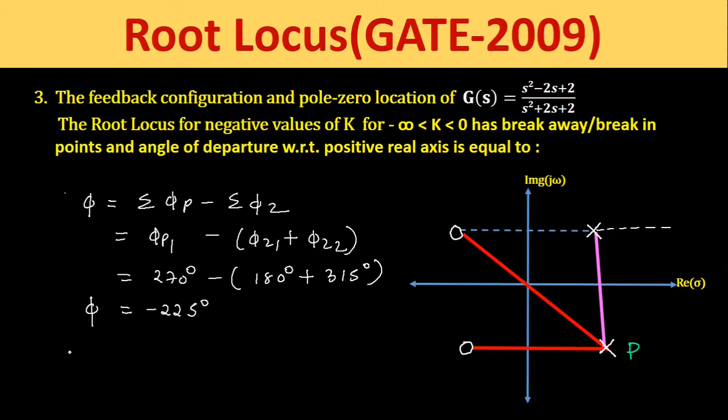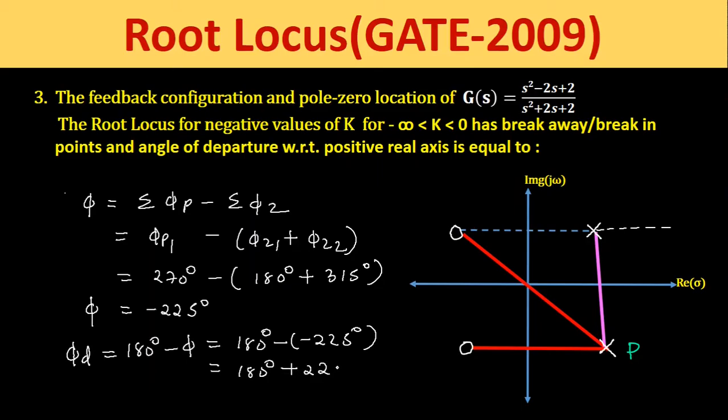Now we will find the angle of departure. It is equal to 180 degrees minus phi. When we put in the value here, we get 180 degrees minus of minus 225 degrees, which is equal to 180 degrees plus 225 degrees, equal to 405 degrees. So this is our angle of departure.